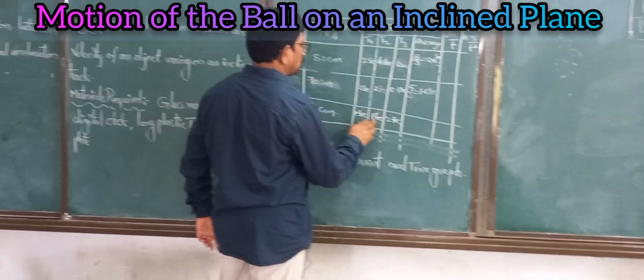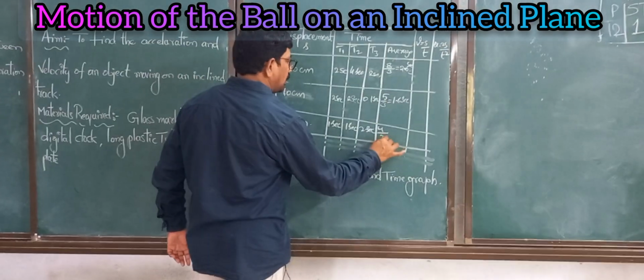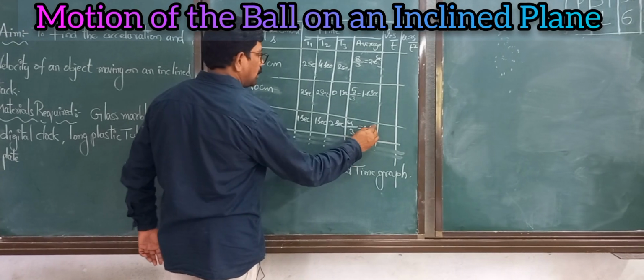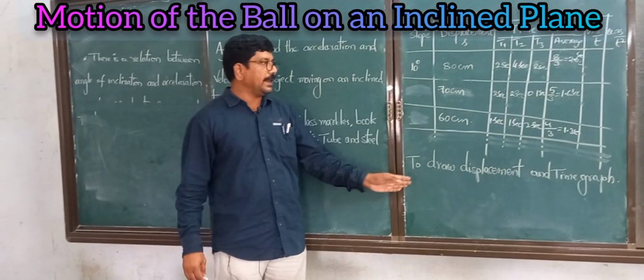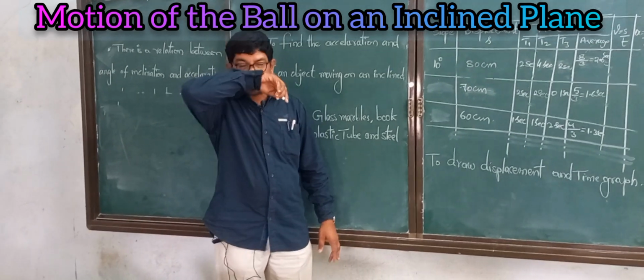This is equal to 2 plus 1, 3, 3 plus 1, 4, 4 divided by 3, that is 1.3 seconds, roughly. I am writing. Okay? For 10 degrees it is completed.